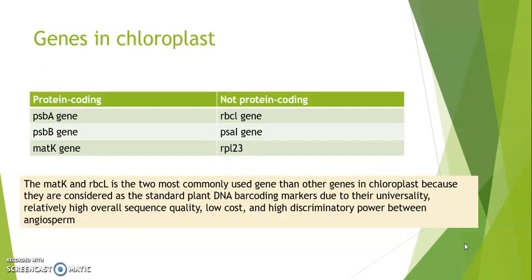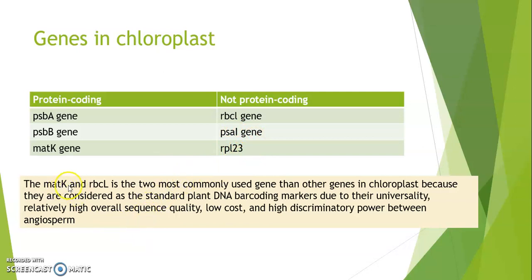So genes in chloroplast, there are almost 101 genes present in the chloroplast, but there are some that encode for protein and there are some that do not encode for protein. So the genes that are protein coding are the PSBA gene, PSBB gene, and the MATK gene, while the genes that are not protein coding are the RBCL gene, PSAI gene, and RPL23 gene.